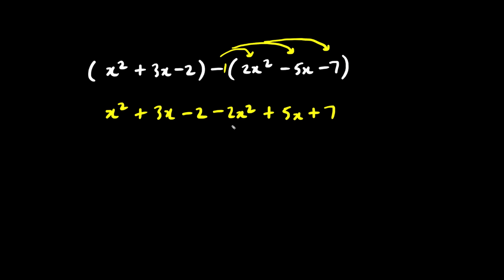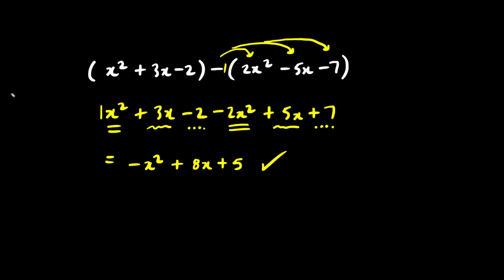Let's focus on these premium x squared machines. We have negative 2x squared, and we have 1x squared. So the overall result, 1 minus 2, is negative x squared. As for the x's, we have 3x here plus 5x here is 8x. Last, we have minus 2 here and plus 7 here, and the result is positive 5. So this here is the simplified expression.